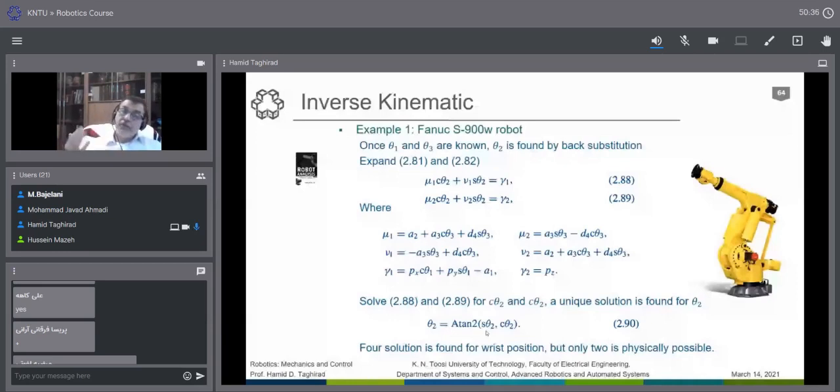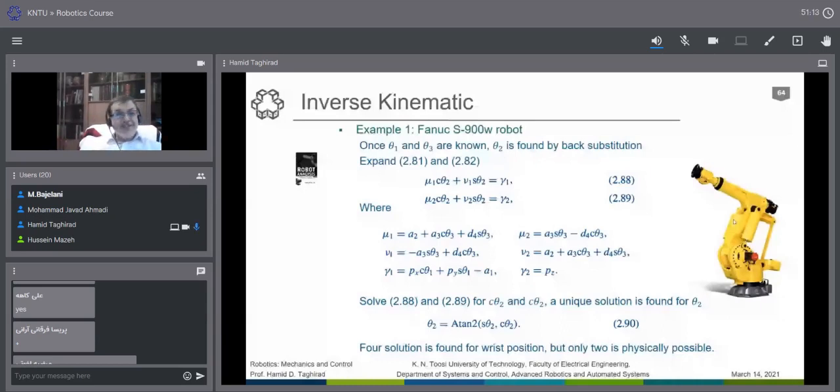We had 4 solutions before, and we have actually 4 solutions. It can be shown that from these 4 solutions, 2 of them are not feasible with the structure of the robot. Since the robot is somehow here and cannot go back, because of the motion limitation that we have, 2 of these solutions are physically possible. Mathematically, we have 4 solutions, but physically we have 2 solutions found from this equation.